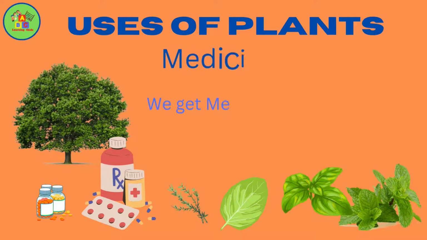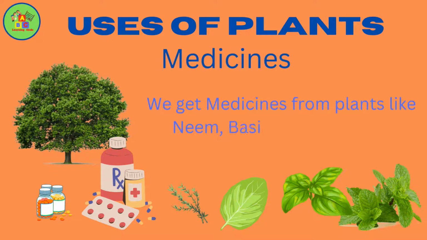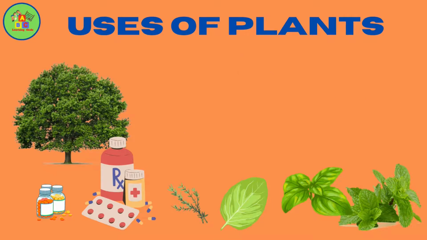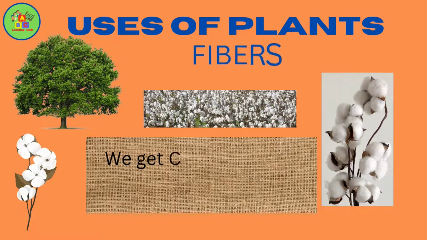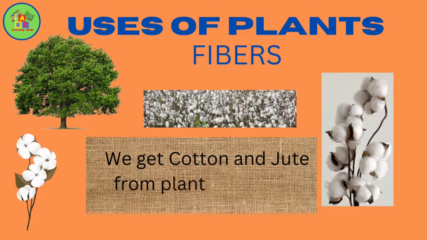Medicines. We get medicines from plants like neem, basil, mint and amla. Fibers. We get cotton and jute from plants as fibers.